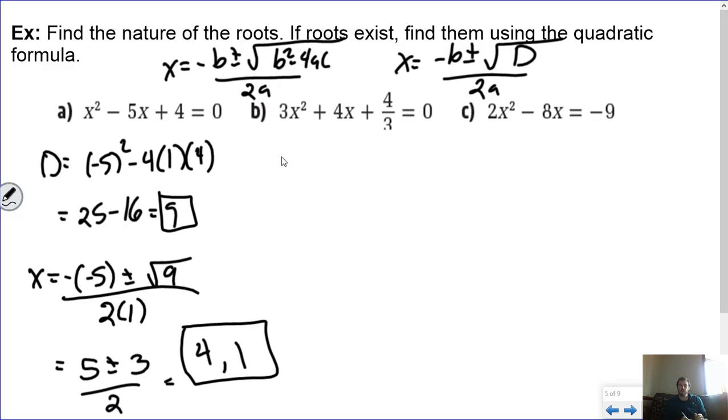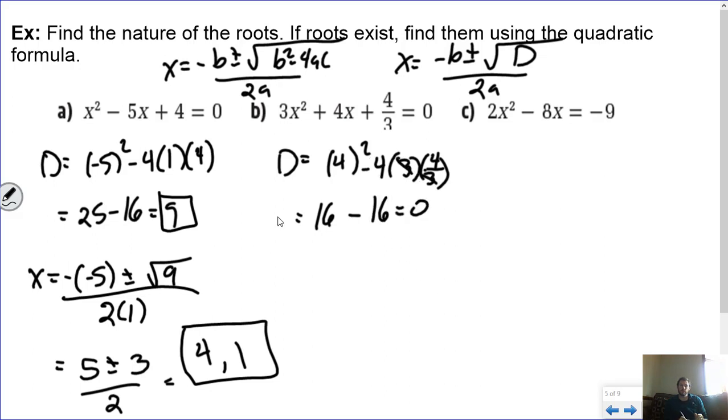Okay, let's take a look at letter B now. The discriminant is going to be equal to b squared minus 4ac. So 4 squared is 16 minus 3. This 3 and this 3 will cancel. So 4 times 4 is 16, which is 0. Right? So again, the nice thing is the discriminant is equal to 0.